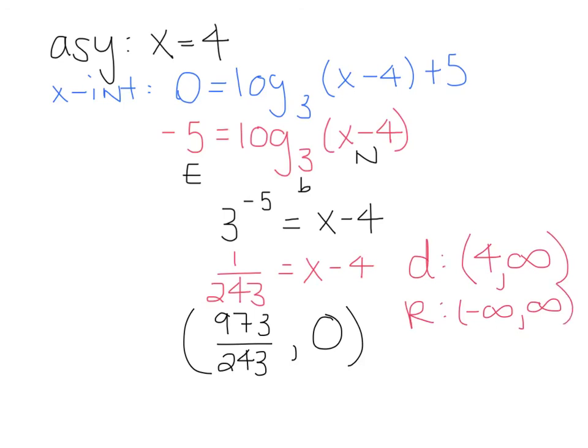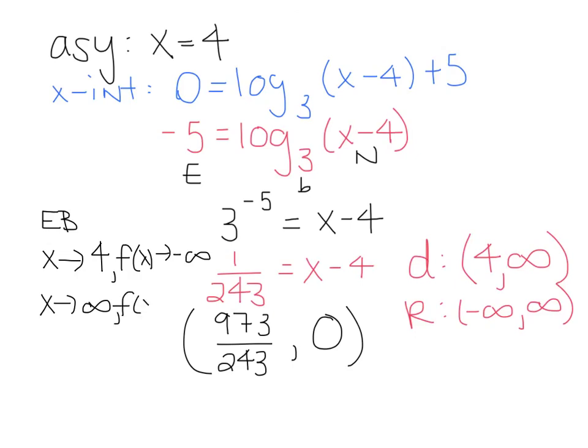Now let's talk about the end behavior. So we cannot go to negative infinity because we can't get past our asymptote. So as x goes to 4, f of x is going to, and since our graph is going down, it's going towards negative infinity. And then x can go to positive infinity. f of x is also going to positive infinity.